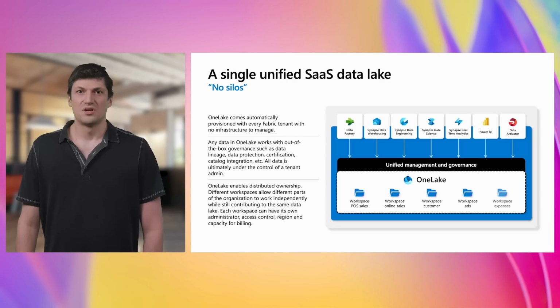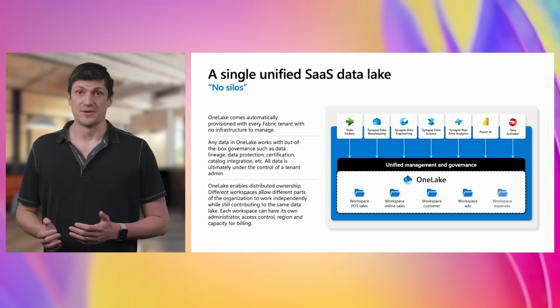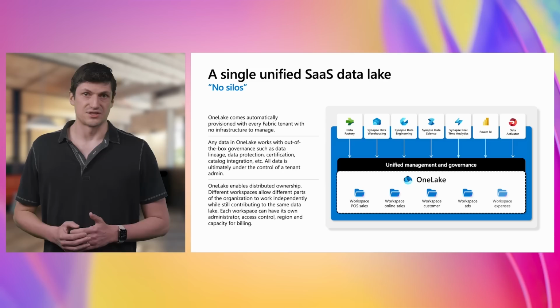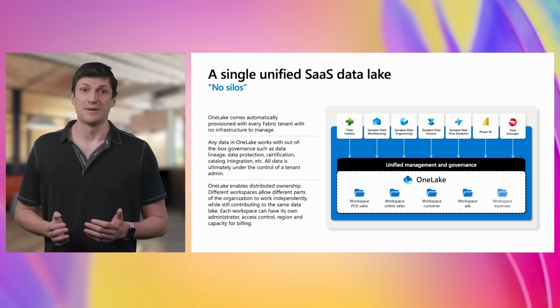However, it is important that different business groups can work independently without going through a central gatekeeper. Just as an Office user does not need to coordinate with their admin to create a new Teams channel or a SharePoint site, OneLake enables similar distributed ownership through workspaces. Different workspaces allow different parts of the organization to work independently while still contributing to the same data lake. Each workspace can have its own administrator, access control, region, and capacity for billing. Creating a workspace is very lightweight. It inherits the rules set by the tenant admin, so there is no need to re-implement the same governance or spend time trying to get different resources to talk to each other. Workspace admins can further control access to the data within their workspace as needed.